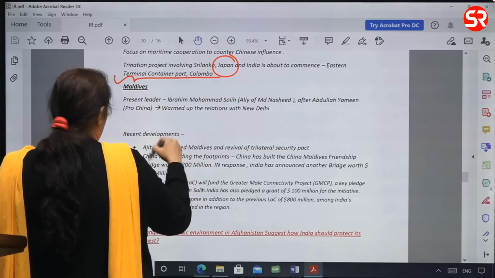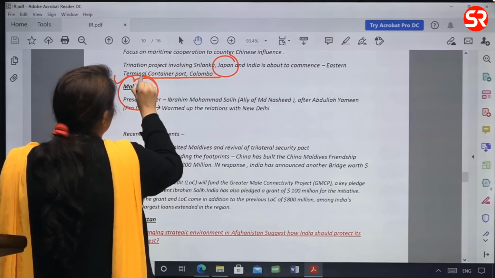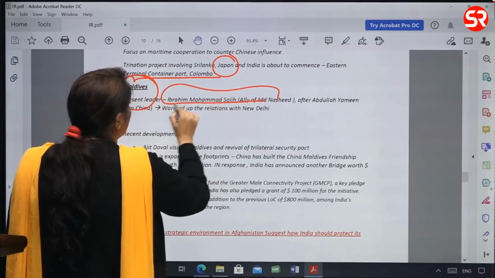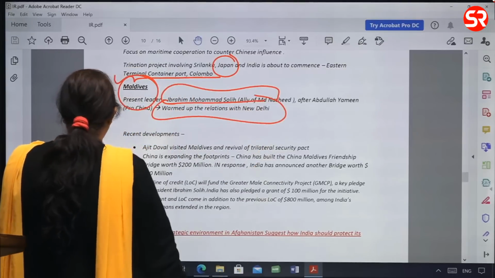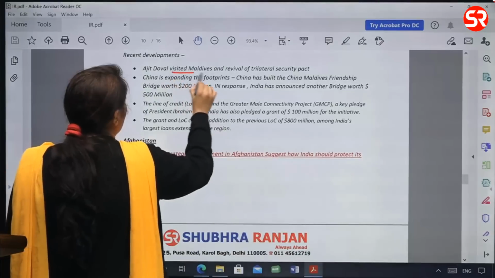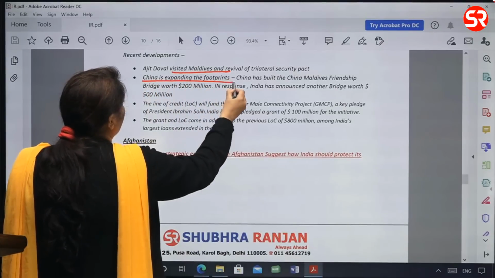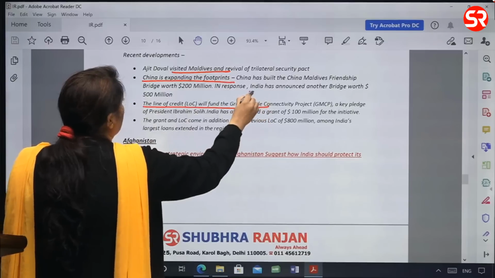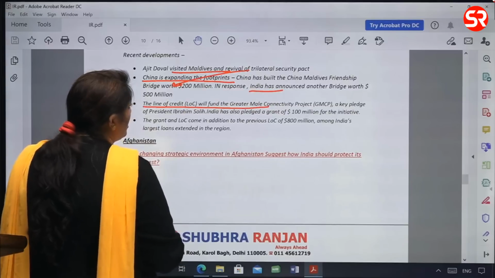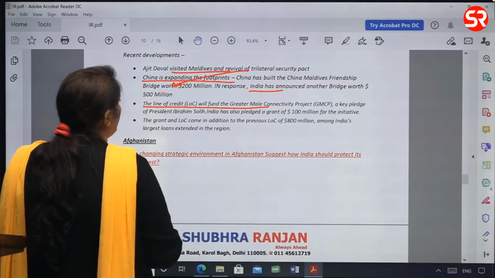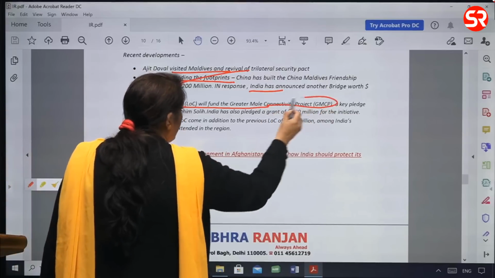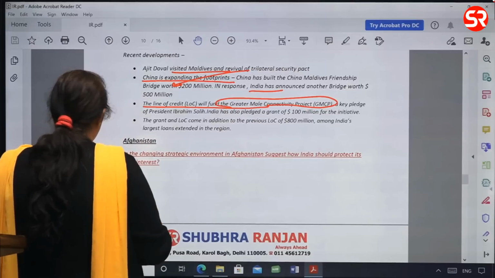Fine. Now we can do it together, and that is Maldives. With the change of guard in Maldives, there is a warming up of the relations. Again, Ajit Doval has visited Maldives. China is expanding its footprints, and India is also in the race. If China has given $200 million for a bridge, India has also announced support. And we are also involved in the Greater Malé Connectivity project.